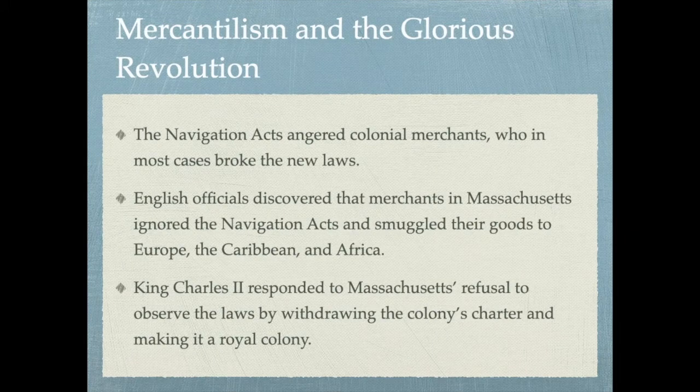The Navigation Acts angered colonial merchants, who in most cases broke the new laws. English officials discovered that merchants in Massachusetts ignored the Navigation Acts and smuggled their goods to Europe, the Caribbean, and Africa. King Charles II responded to Massachusetts' refusal to observe the laws by withdrawing the colony's charter and making it a royal colony.